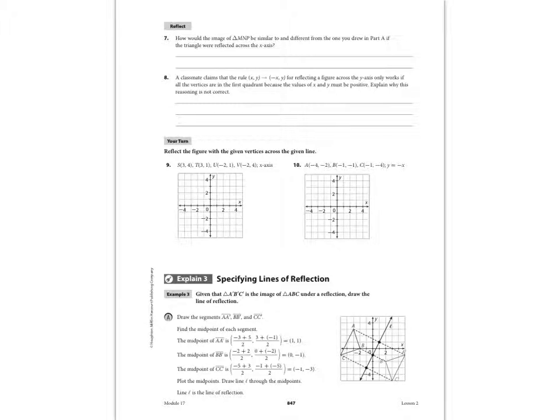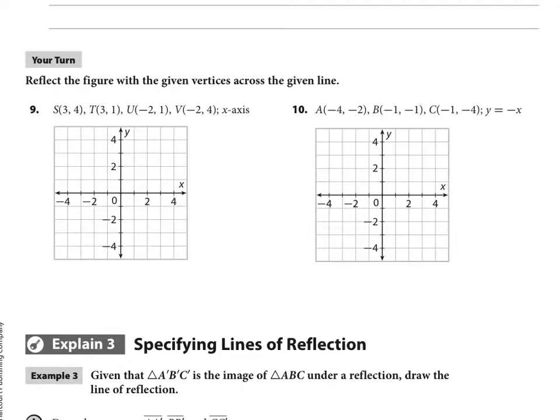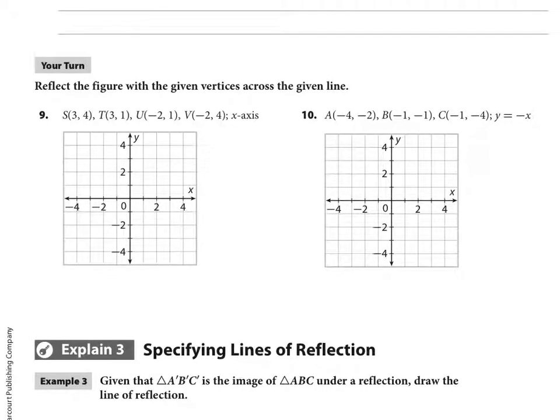I'll do number 9. Actually, I'll start you off with both of these, but I won't complete them all the way. I'll just get you started with one of the points, and then we'll reflect it over the line that's given to us. So number 9, we have 4 points. I expect you to know how to plot all those points.